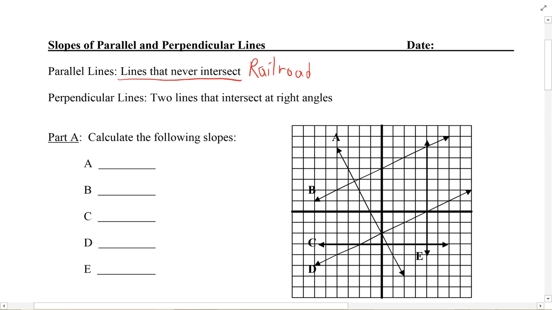Perpendicular lines are two lines that intersect at right angles. Now, perpendicular lines, those are kind of like Claiborne Road and Sandy Hill, right? Those two roads cross each other right at 90 degrees. So they are perpendicular. Okay, the symbol for perpendicular is like an upside down T.